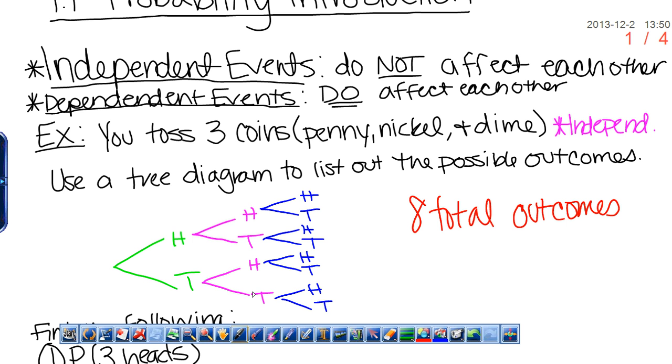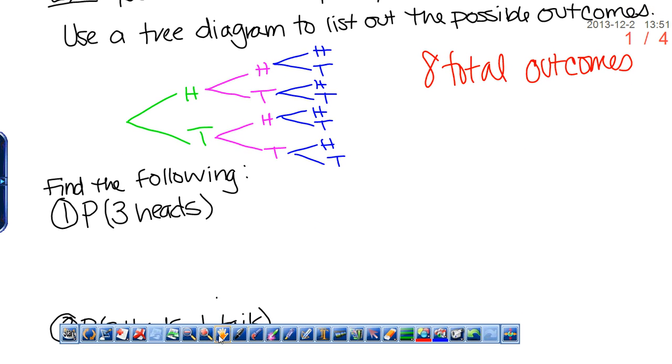Let's find the probability of flipping 3 heads. That P parentheses basically means the probability of 3 heads. Looking at our tree diagram, how many paths have all 3 being heads? Just one of those paths. So using the tree diagram, that's 1 path out of the 8 paths, which gives me 1/8 probability. Yes, we're going to use fractions.